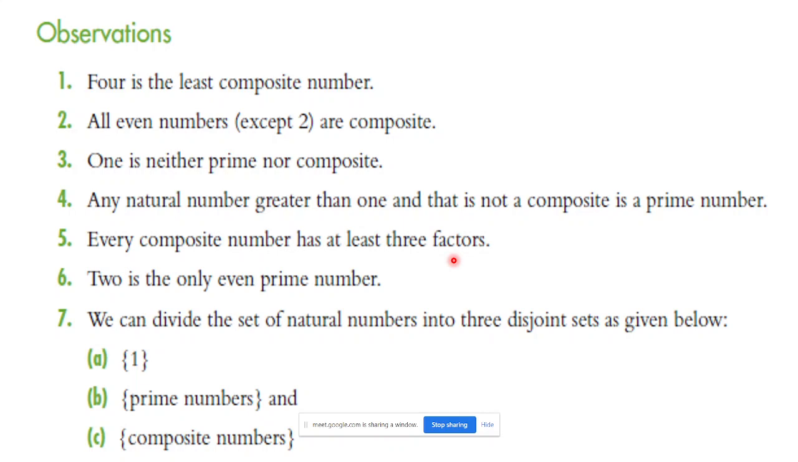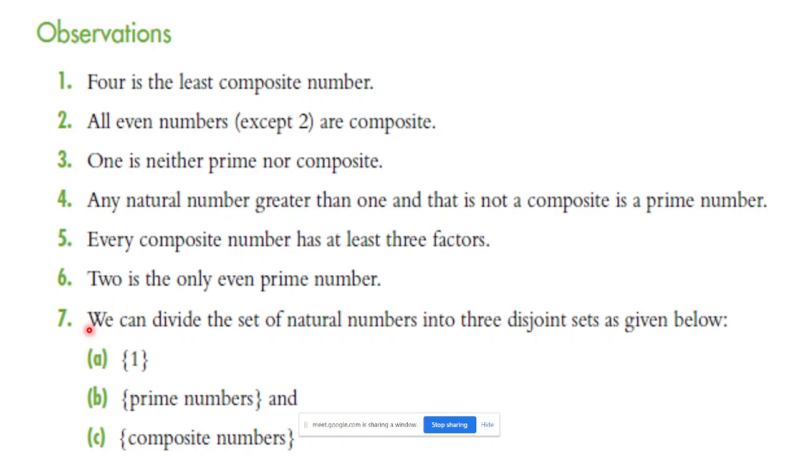The composite numbers may have 4 factors or 5 factors or 6 factors, but at least 3 factors. Every composite number has at least 3 factors. And the next observation, 2 is the only even prime number. This point we have already learnt in earlier class. 2 is the only even prime number.